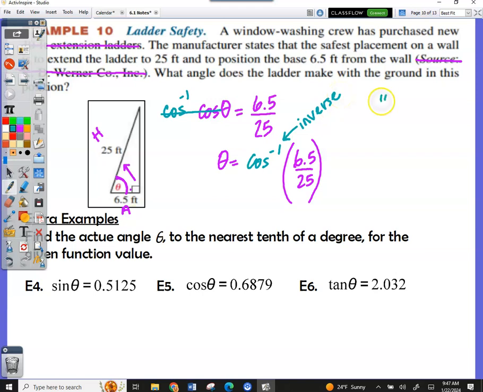Here's what I want you to remember. Use inverse trig for inside the triangle. Use inverse trig when you're finding the angle inside the triangle. Inverse inside. Okay? And then make sure your calculators are in degree mode, by the way.